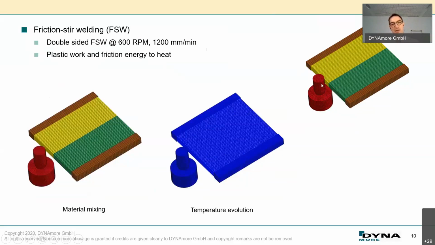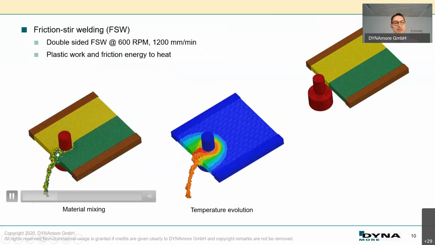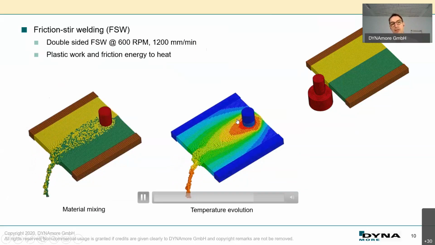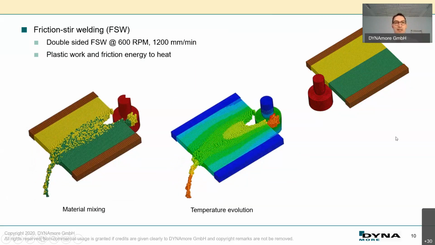You have a spinning structure here, and then you use this one, spinning, and you're going to mix the materials, and then you're creating this welding line in here. You also, of course, have some heat generation, which you can see here. Okay, this is some example of the SPH method application.